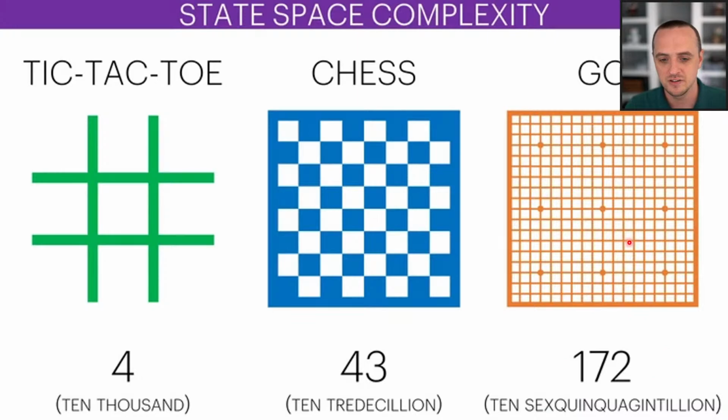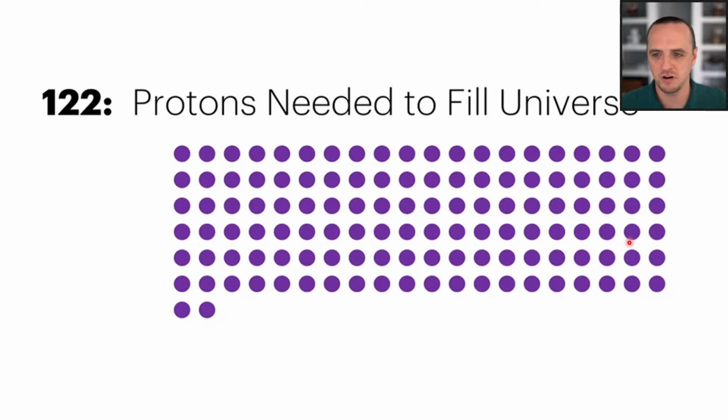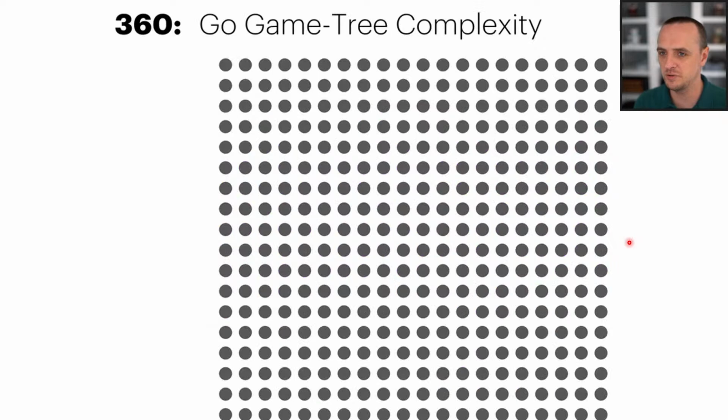10 to the 172, however, is more than the number of protons we would need to fill the universe. So if, like, this is Go, okay? If every possible free space in the universe was occupied by a proton, which it isn't, and each of those protons was a supercomputer, we still could not compute every possible place on the board of a game of Go. So, yeah, it's a big number. So that might mean that the game is complex. I'll give you an example in a second.